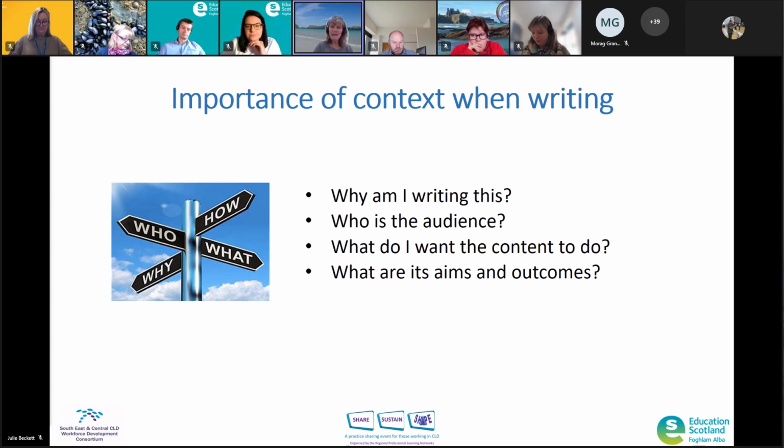And what do you want the content to do? Are you writing to encourage people to join a community organisation because it's had such amazing results? Or are you trying to help a commissioning group decide which organisations will continue to receive funding next year? Completely different set of writing skills.